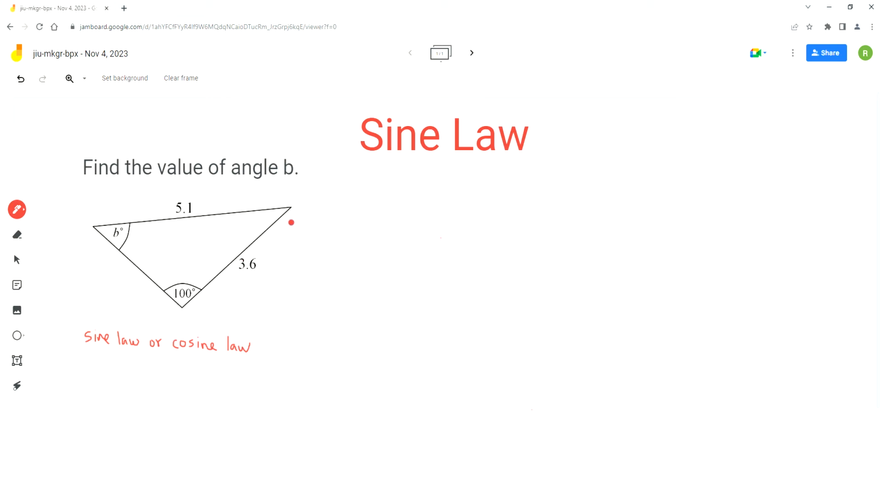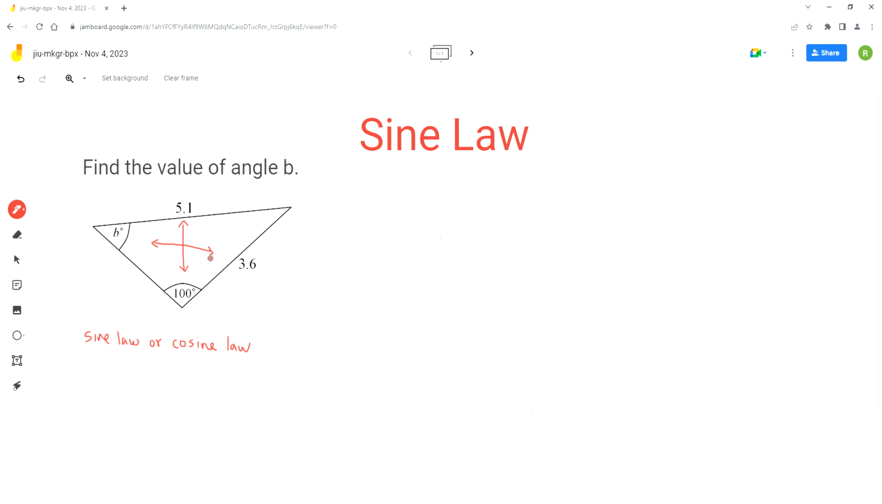Now in this triangle, we are given the measure of the other angle, 100 degrees, and we are given the measure of the side opposite to it, which is equal to 5.1. So we are given the measure of this angle and its opposite side length. And we are given another side length, which is this 3.6 units long, and we have to find the angle opposite to this side.